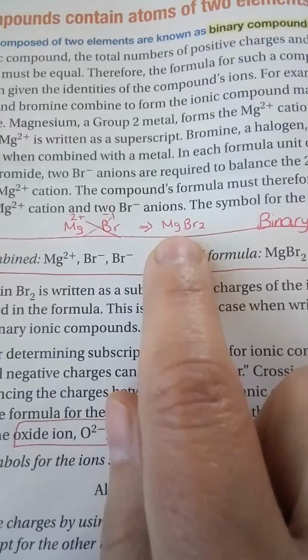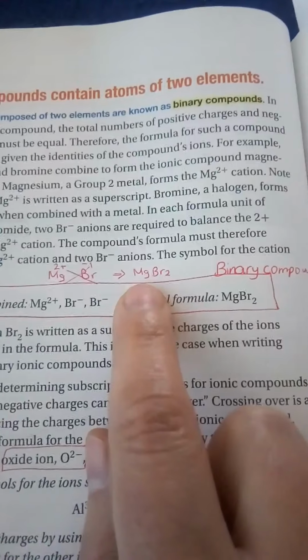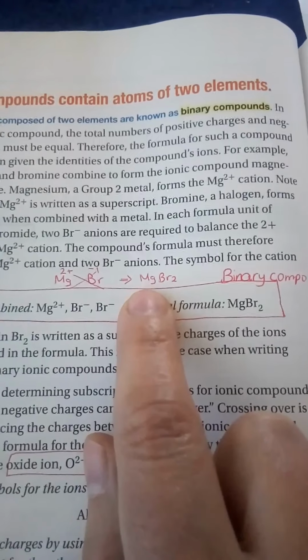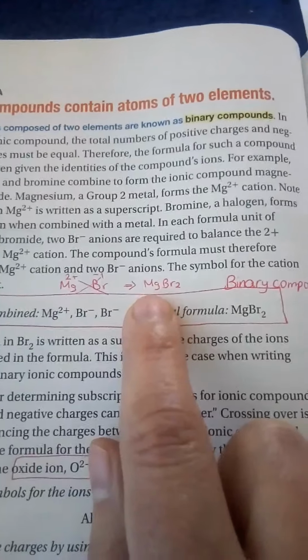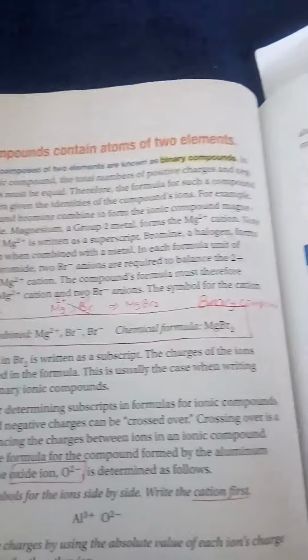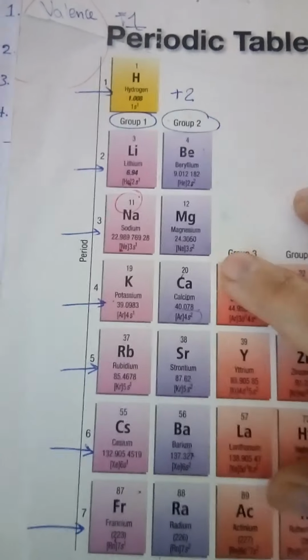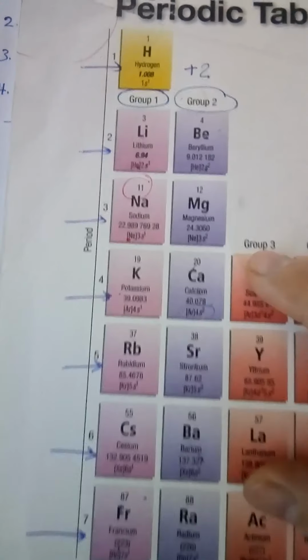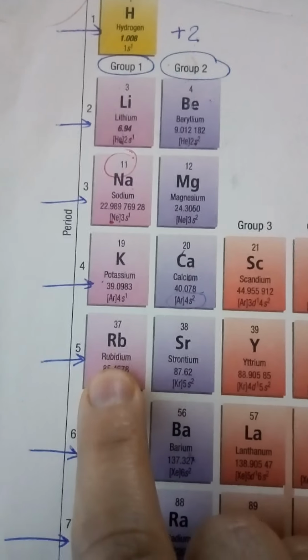Another thing is how we name our ionic compounds. Ionic compounds are named as follows. First thing you have to notice is that metals are always named by their names. So we say magnesium. Let's go back to our periodic table. For all metals in group 1 and group 2, they are called by their names. So we say calcium, potassium, rubidium, strontium, sodium, lithium, beryllium.